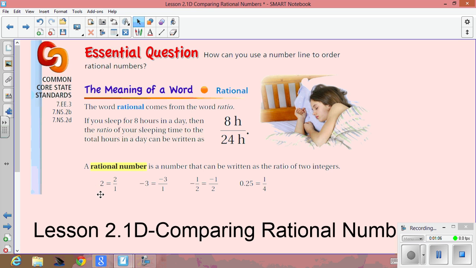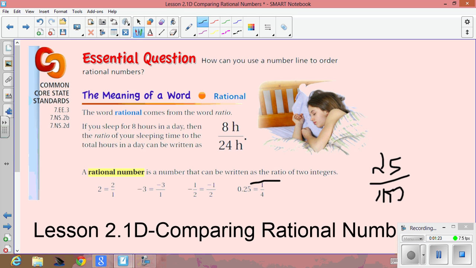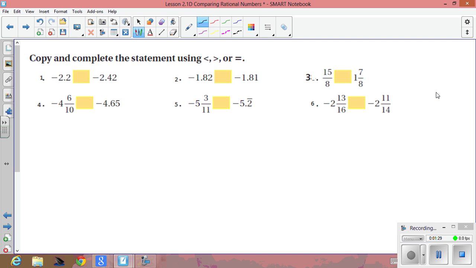So if I take a look at the number 2, I can write it as 2 over 1. If I take a look at 25 hundredths, I can rewrite that as 25 over 100, and I can reduce to get 1 over 4. Let's move on to the next page.